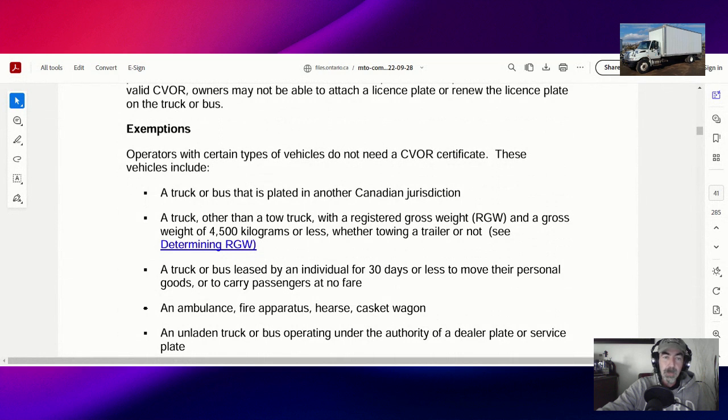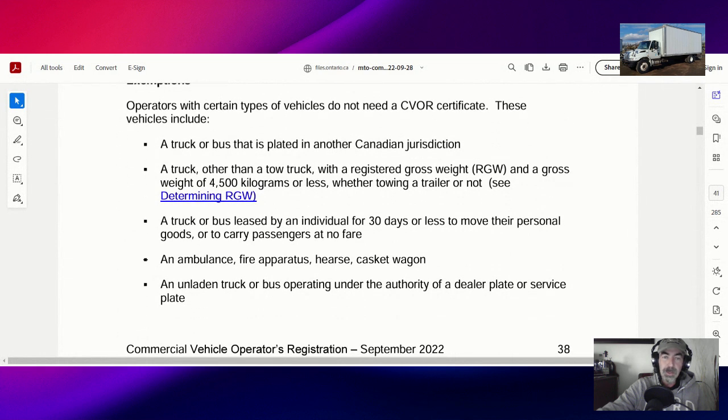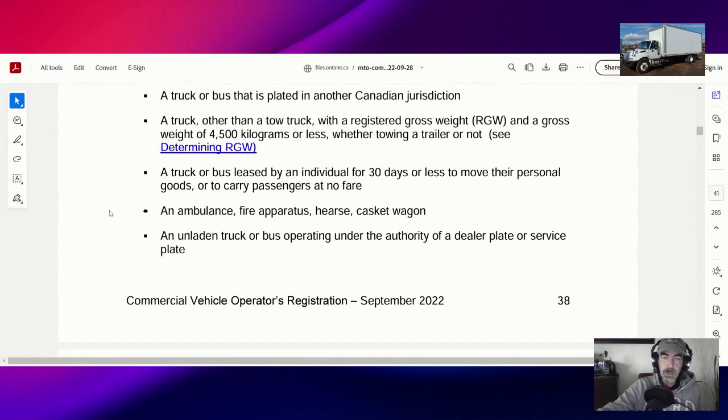Exemptions. Operators with certain types of vehicles do not need a CVOR certificate. These vehicles include a truck or bus that is plated in another Canadian jurisdiction, a truck other than a tow truck with a registered gross weight (RGW) and a gross weight of 4,500 kilograms or less, whether towing a trailer or not. See determining RGW. A truck or bus leased by an individual for 30 days or less to move their personal goods or to carry passengers at no fare.